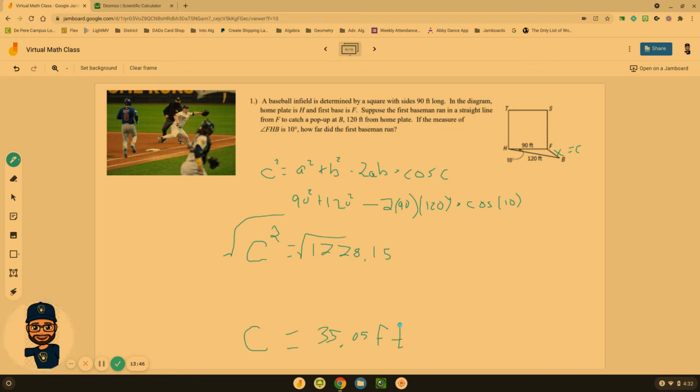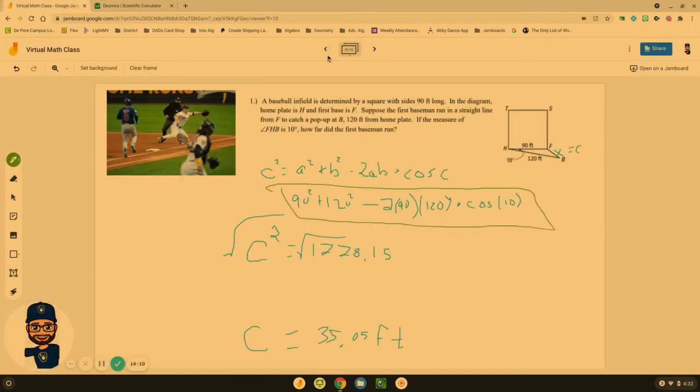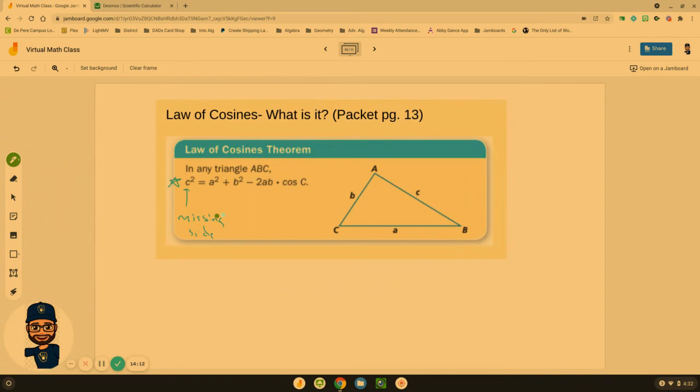It is very important that you plug this entire expression into Desmos. Don't round anywhere until we get to the very, very end. We're plugging all of that into Desmos on one line, getting the answer, and then taking the square root of that previous answer. So that is the law of cosines, where we're trying to find that missing side. They give us two sides. They give us the angle in between them.